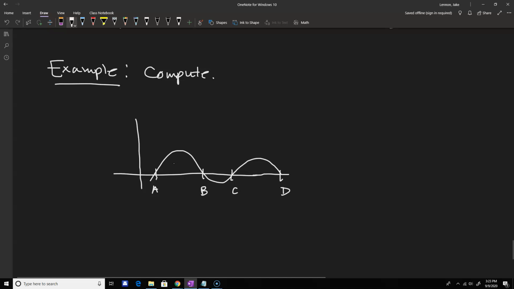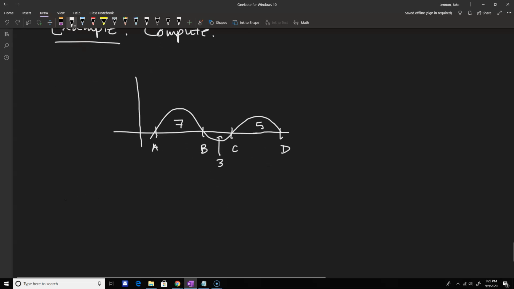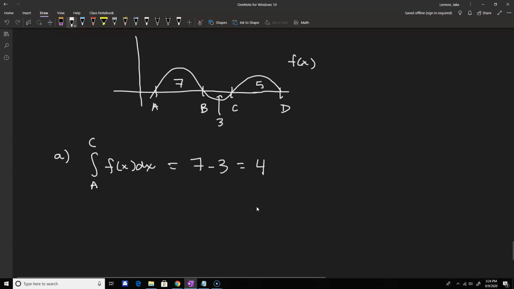And let's say we know the areas. Let's say we know this is 7, this one is 3, and this one is 5. So we can actually compute these areas. So let's say we're trying to find the integral starting at A and finishing at C. And let's say this function is called f of x, so the integral of f of x dx. Well, what that means is we've got the two areas, 7 and the 3. The 7 is above the x-axis and the 3 is below, so we get 7 minus 3. Okay, and we can look at lots of these together.